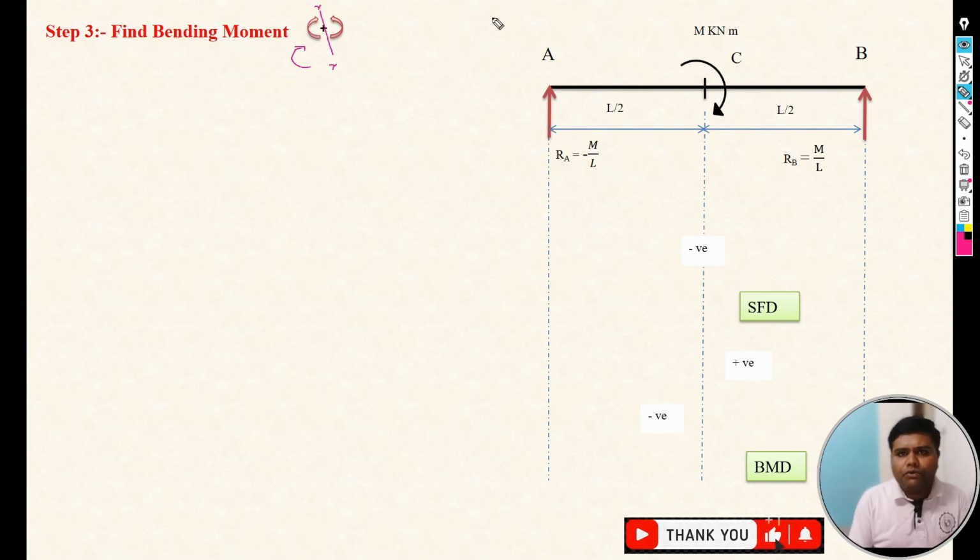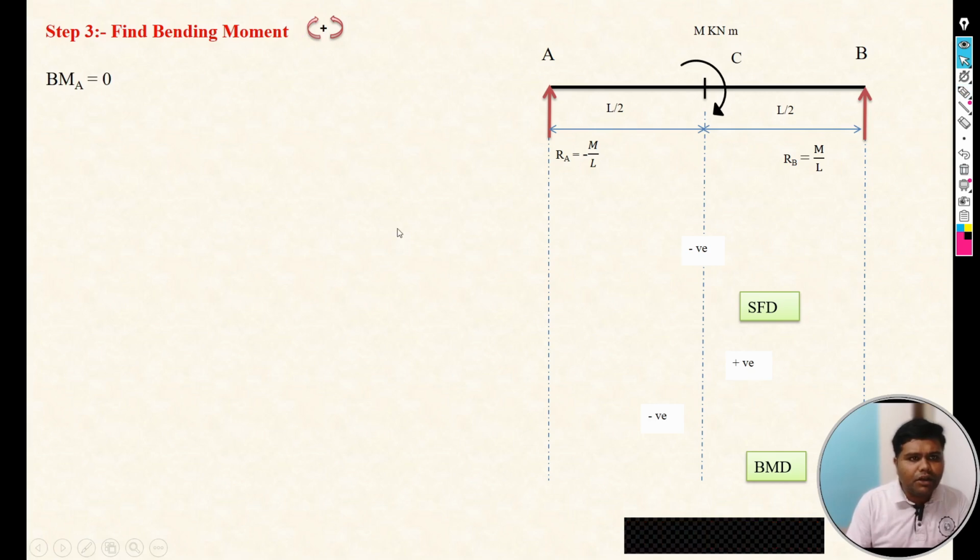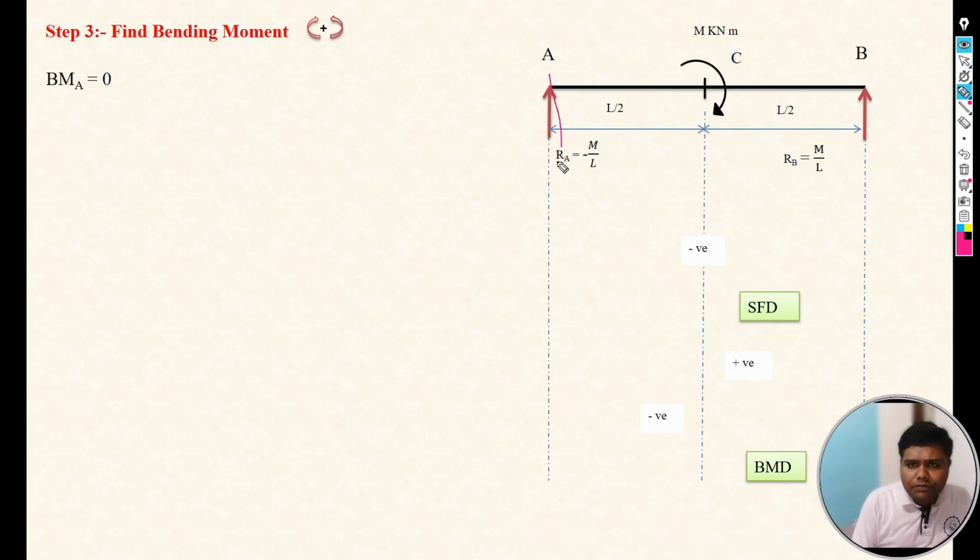We have started our calculation from left to right, so we need to focus on this moment only. Okay, so let's start with the calculation. Moment at A point is 0. Why? We are taking the section at A point, and if you focus on the left of that particular section, there will be no force, so moment at A point will be 0.